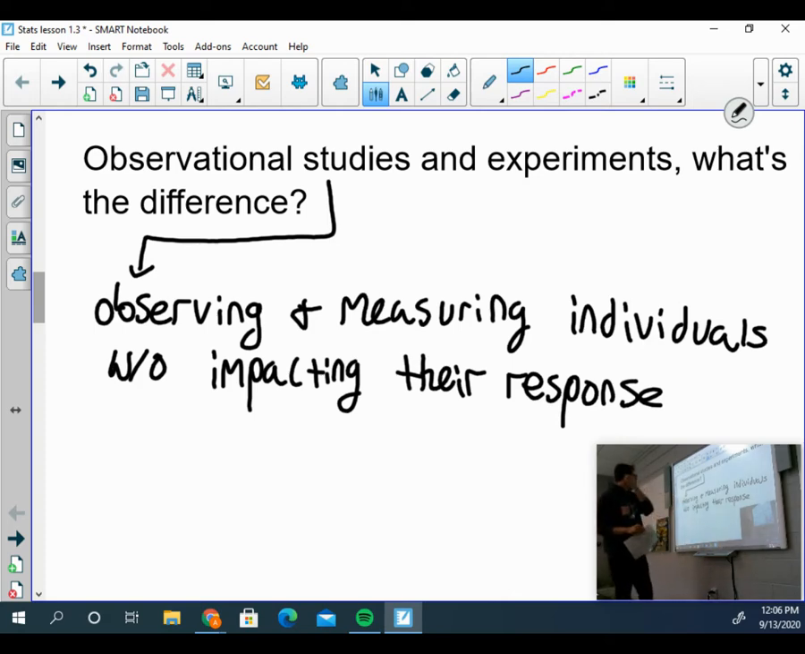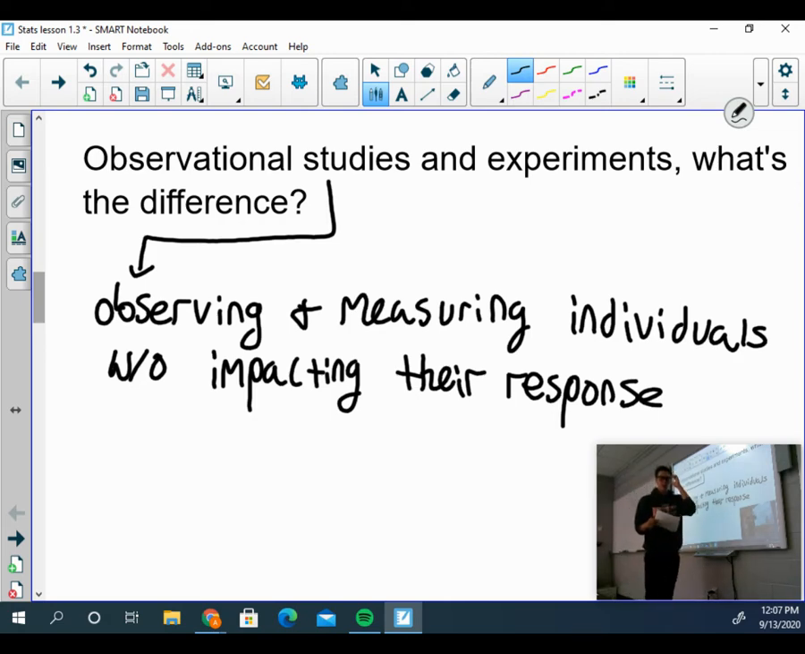So, observing and measuring individuals without impacting their response. An observational study, the root of that word is what? Observe. When you observe something, you don't impact it. An observational study would be scientists looking over time at how the glaciers are melting in the Antarctic or in the Arctic Circle, right? Are they causing the glaciers to melt? I certainly hope not, or we need to get new scientists. No, of course not, right? They're watching it happen and studying it, looking at the patterns.